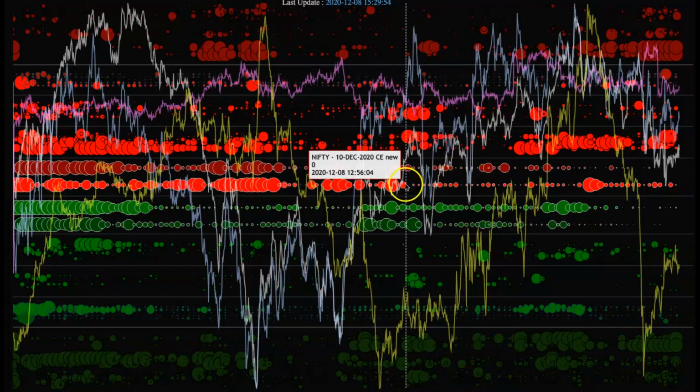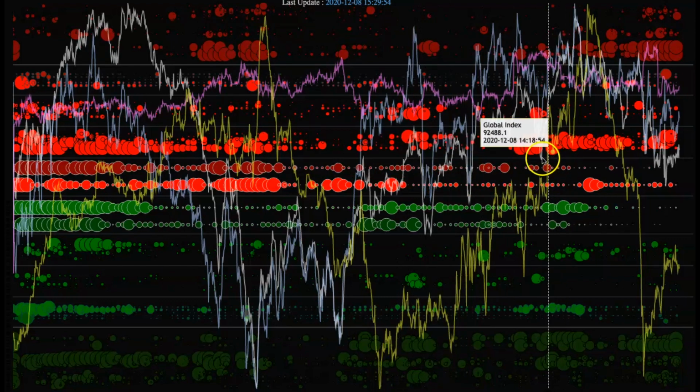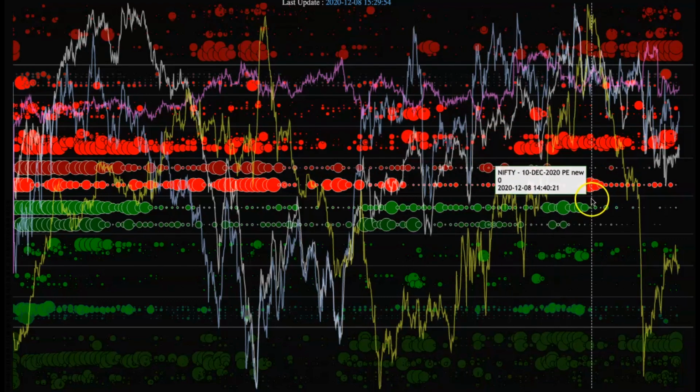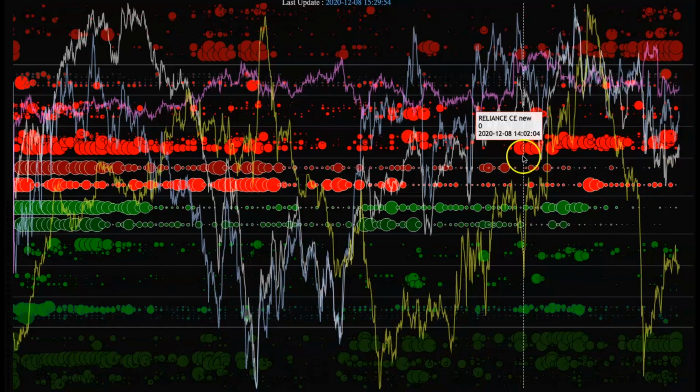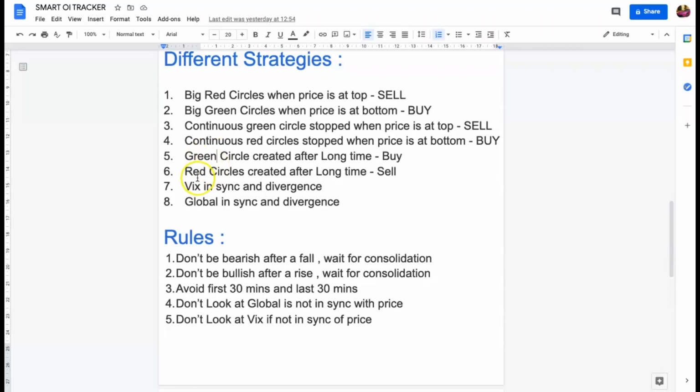Here we can see there is not much red color circle for around 2 hours. After some red color circle is formed, the market is going down. So yeah, this is the fifth and sixth strategy.